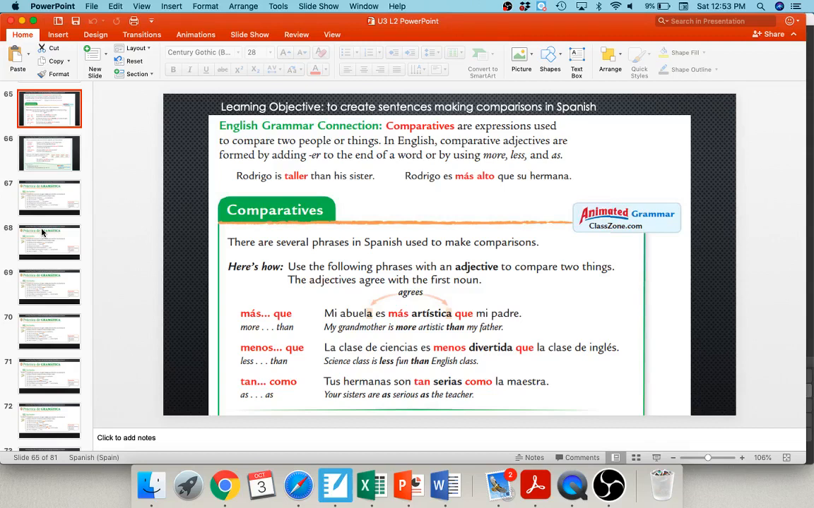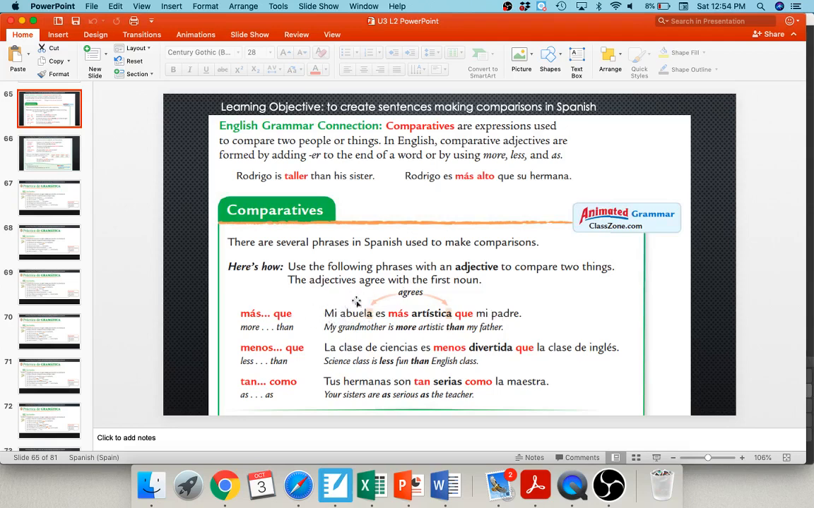There's no such thing as -er. So in this case, for example, using the word artistic, if you want to say someone is more artistic than you, we say more, más, artístico or artística, depending on who you're talking about, que. So, mi abuela es más artística que mi padre. My grandmother is more artistic than my father. Más artística que. In this case, artística, your adjective, agrees with the grandmother. Mi abuela, not with the padre. So whoever's at the beginning of your sentence, your adjective's going to agree with that.